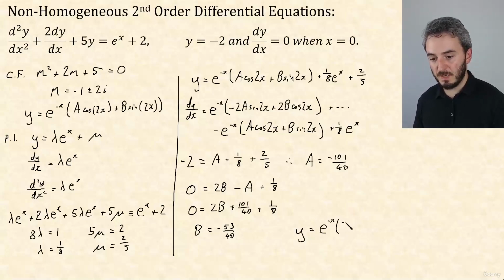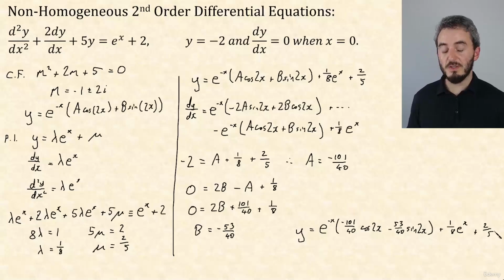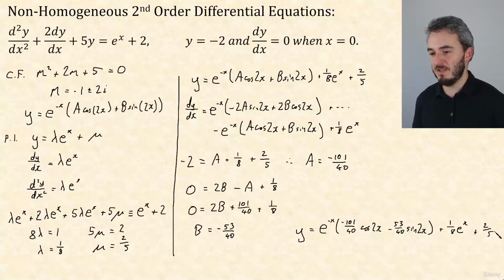so that's minus 101 over 40 cos 2x, plus b, so that's minus 53 over 40 sine 2x, plus an eighth e to the x, plus 2/5. So we don't always get beautiful answers to these questions, but in reality that's because we're often modelling real-world situations. And real-world situations are not always that beautiful mathematically. Sometimes they are, not always.